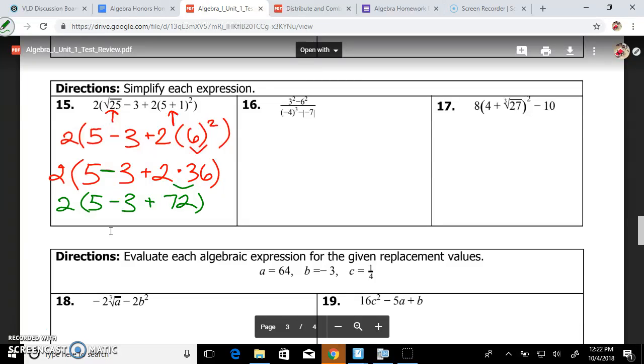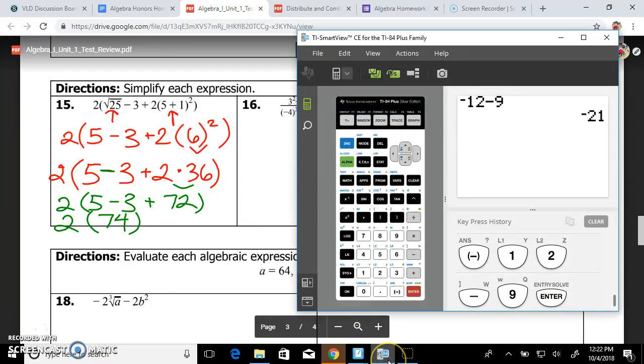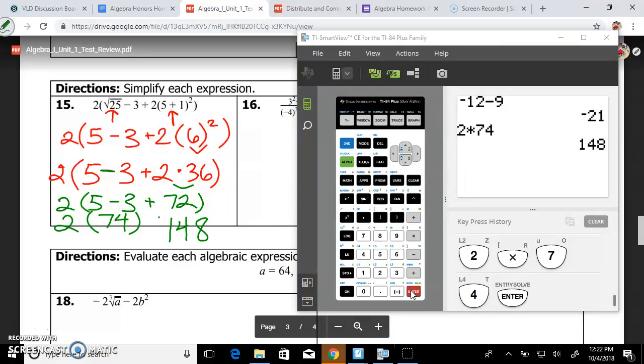Let's simplify here. 5 minus 3 is 2. 2 plus 72 is 74. And then it's 2 times that. If you want to do it in your head, that's great, but I just like to check my work. 2 times 74 equals 148. Now, if you want to put this whole thing in the calculator, you can.